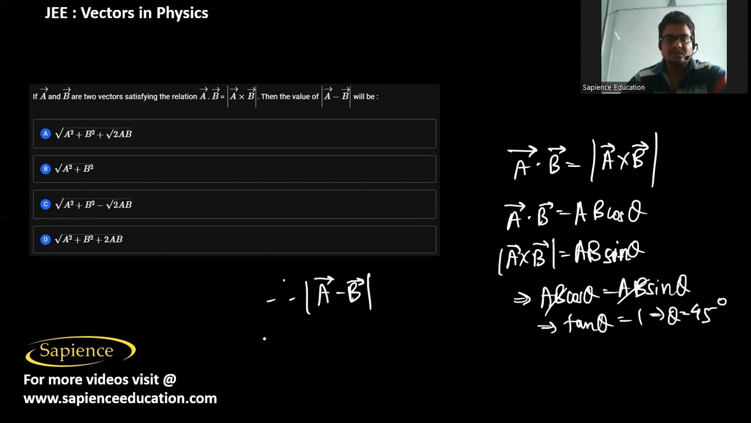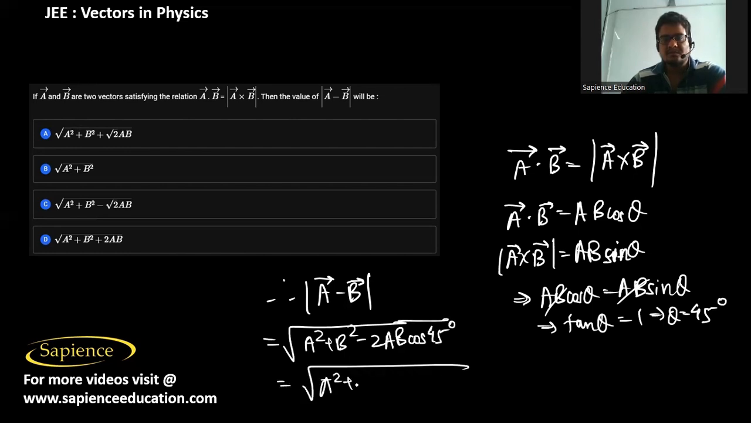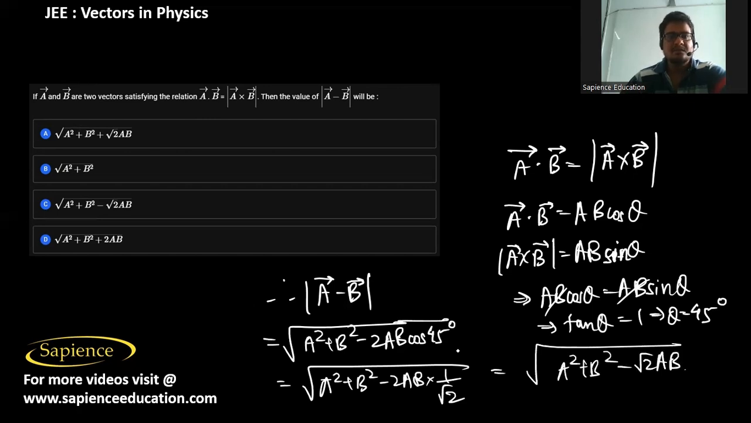So magnitude of A minus B will be square root of A square plus B square minus 2AB cos 45 degree. So this will be equal to square root of A square plus B square minus 2AB into 1 by root 2. Cos 45 is 1 by root 2. So that will be square root of A square plus B square minus root 2 AB. So option C is the correct answer.